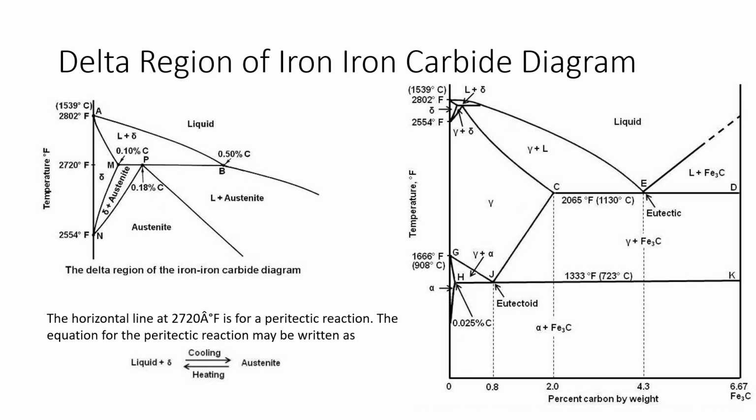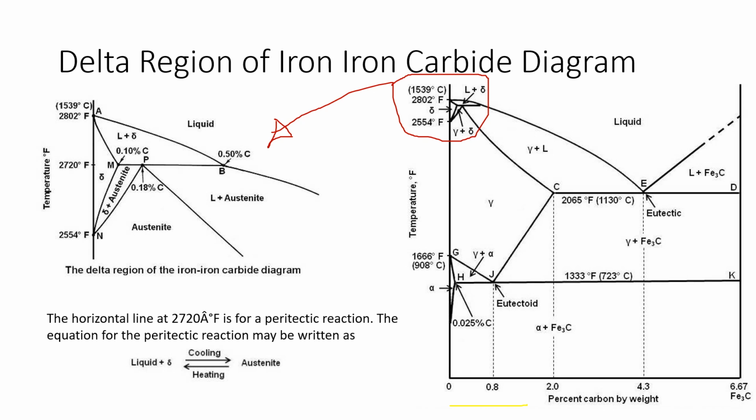Delta region of the iron carbide diagram. The delta region is a small portion of the iron carbide diagram. This is the iron carbide diagram, while this small portion is magnified over here. This small portion is the delta region of the iron carbide diagram.